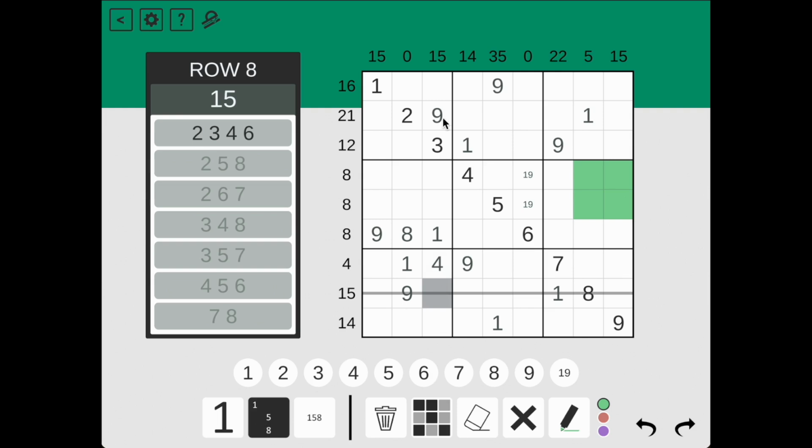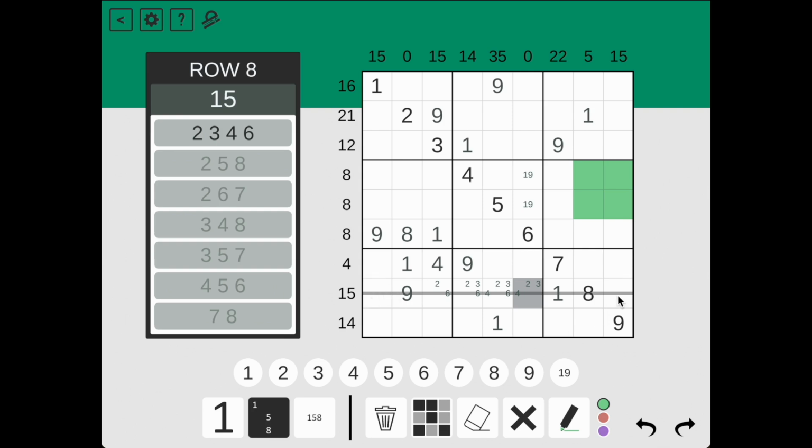In this spot, there's a 3 and a 4 already in the column. So this could be 2 or 6. Okay, here there's a 4 in the column, so this could be 2, 3, or 6. This could be 2, 3, 4, or 6. There's a 6 in this column, so this could be 2, 3, or 4.